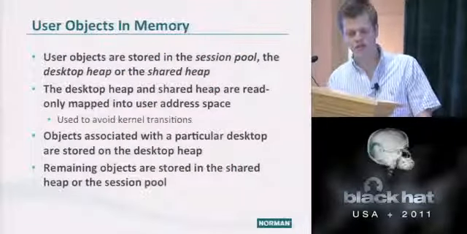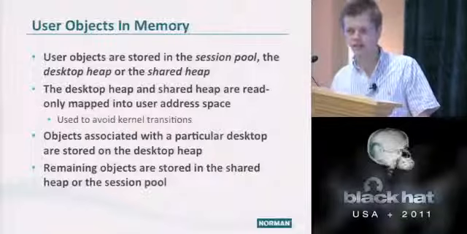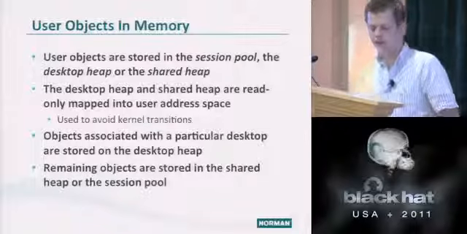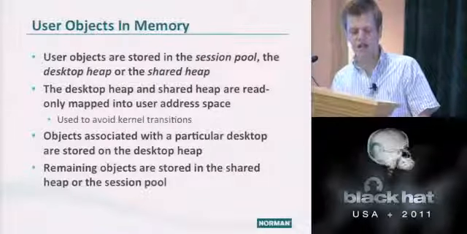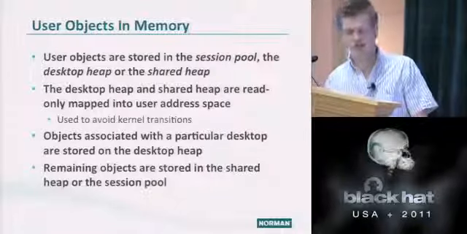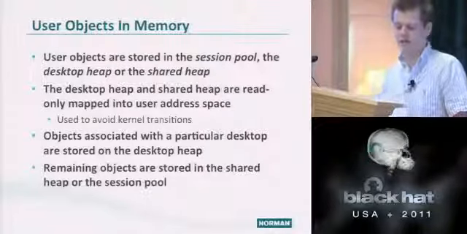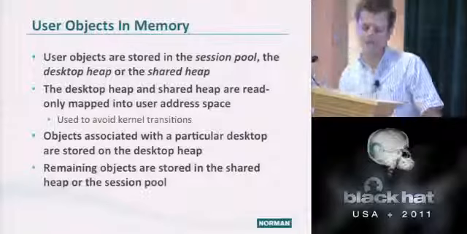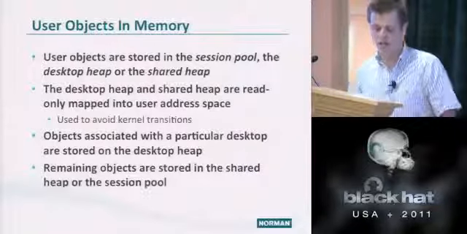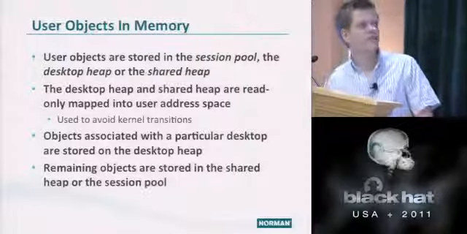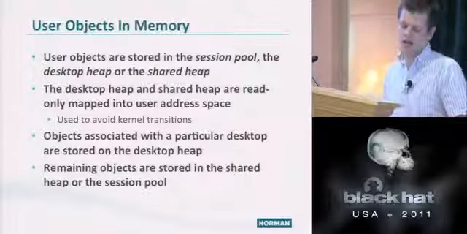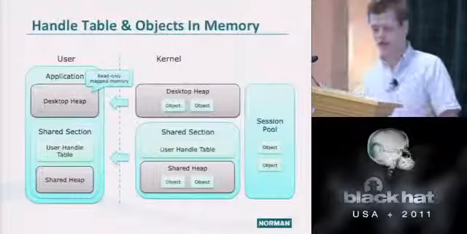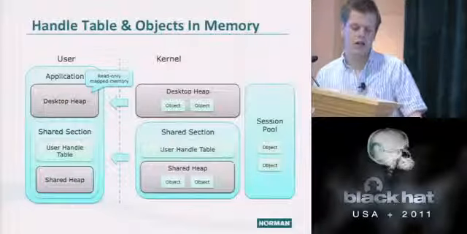So user objects are stored in either the session pool, the desktop heap, or the shared heap. All of these are in kernel mode, obviously. The desktop heap and the shared heap are read-only mapped into a user address space. So any process that invokes the GUI subsystem will have these memory mappings set up, and this is to avoid the kernel transitions. Objects associated with a particular desktop are stored in the desktop heap, and the remaining objects are either stored in the shared heap or the session pool.